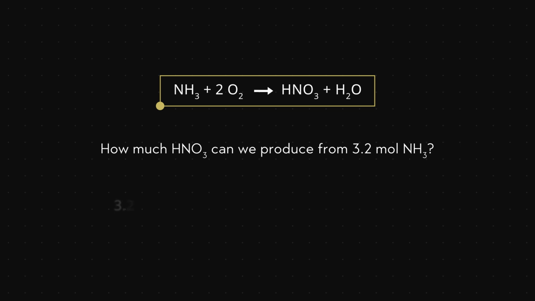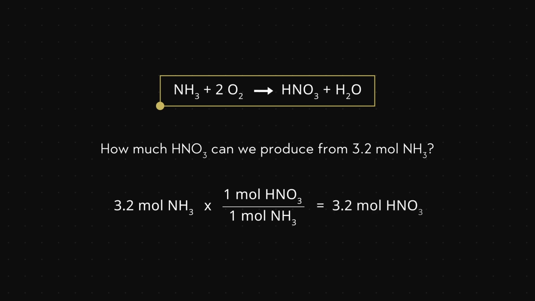Mathematically, we will write 3.2 moles of ammonia multiplied by 1 mole of nitric acid over 1 mole of ammonia is equal to 3.2 moles of nitric acid. Moles of ammonia cancel out, leaving us with just moles of nitric acid.